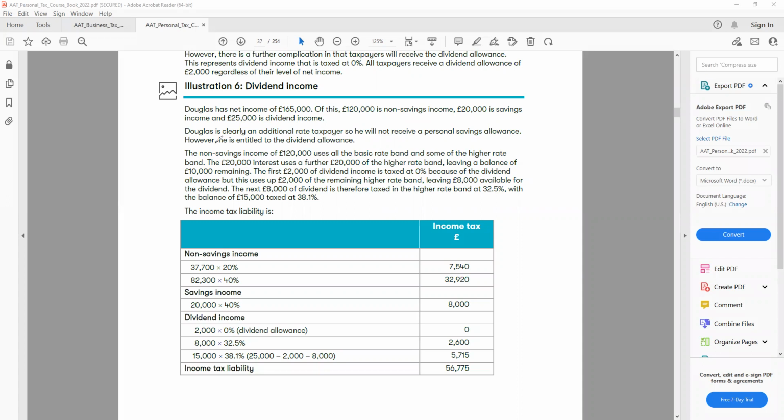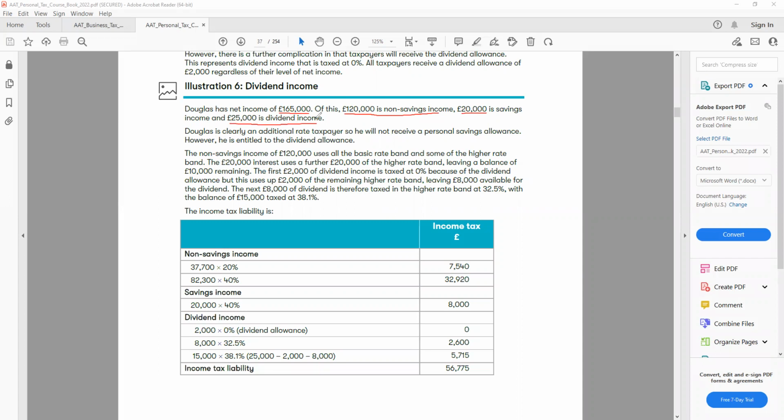So the question is very simple. It says D has net income 165. So the net income is 165. And 120,000 is the non-savings, 20,000 is the savings, and 25,000 is the dividend income.